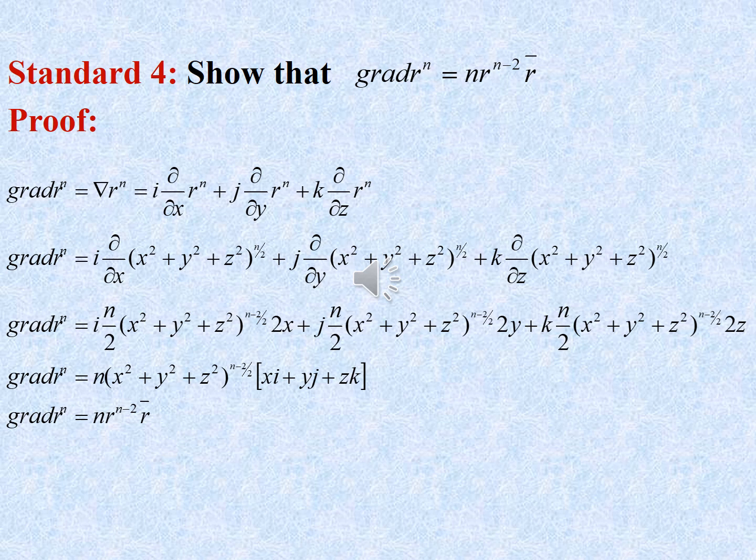So I am substituting the r values and r^n values here. So then we get grad r^n is equal to n r^(n-2) r bar.